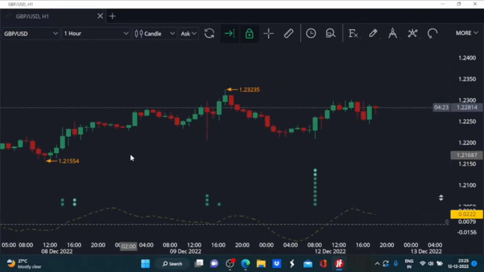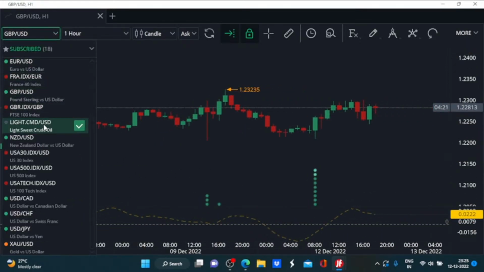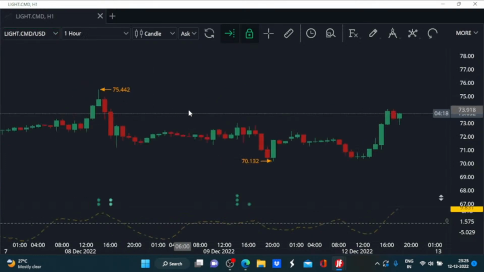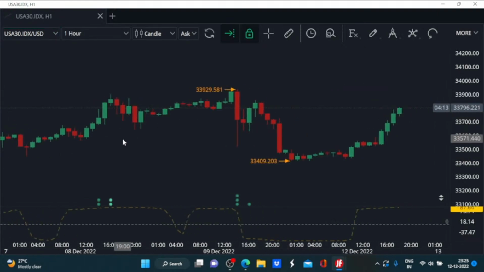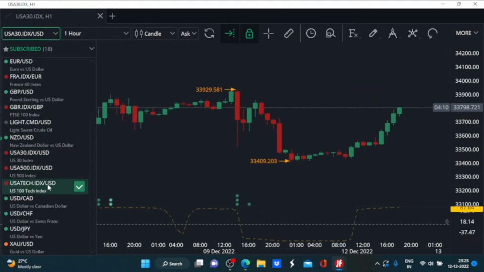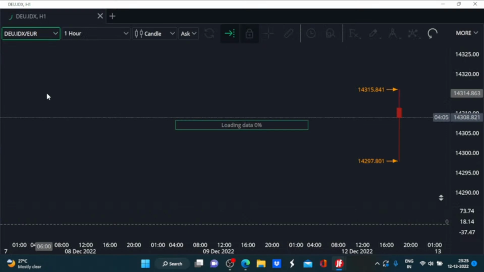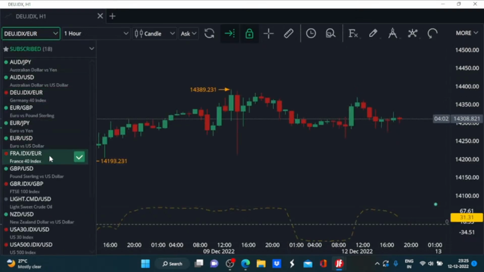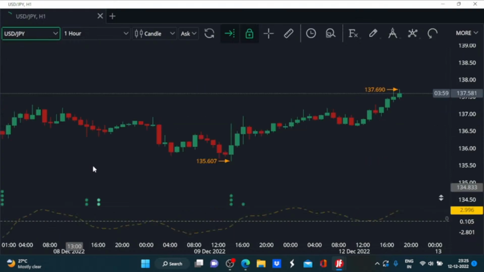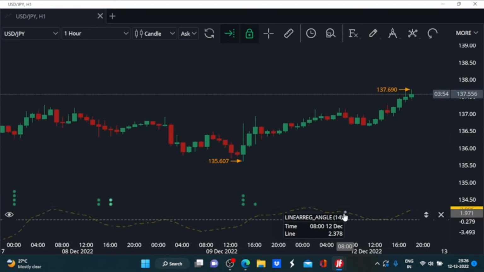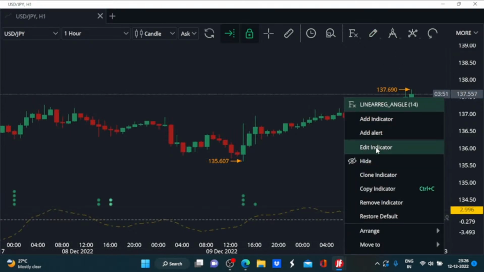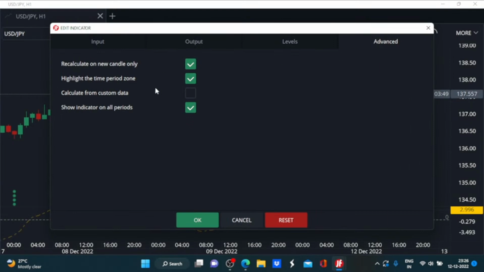So we have this option, light crude oil or any other instrument as well. Okay, so almost all the instruments on this platform are well supported to work with this indicator. Highlight the time period zone.